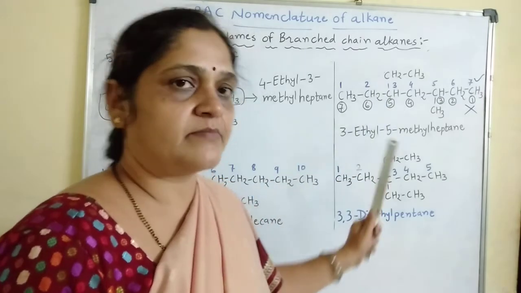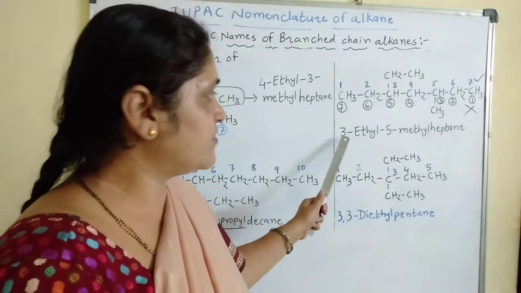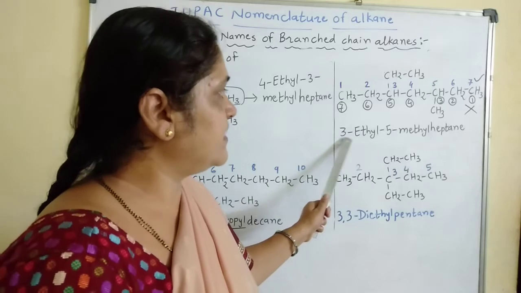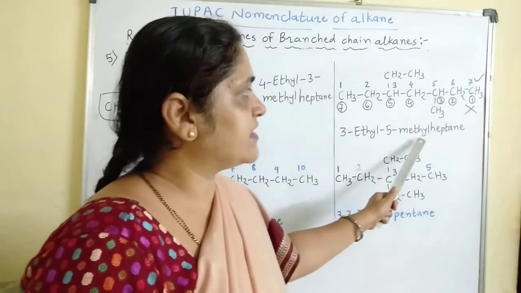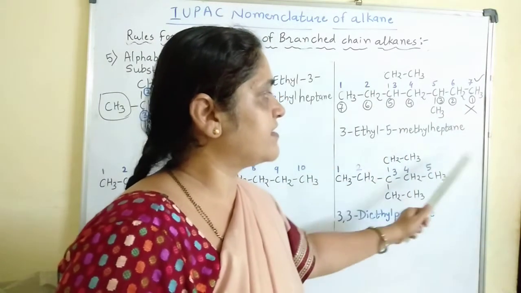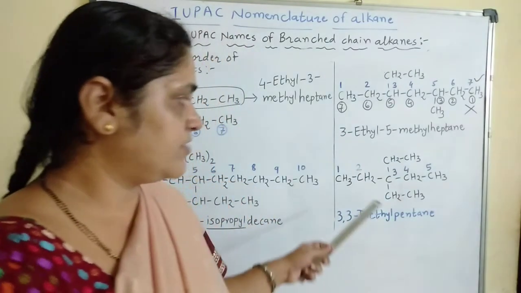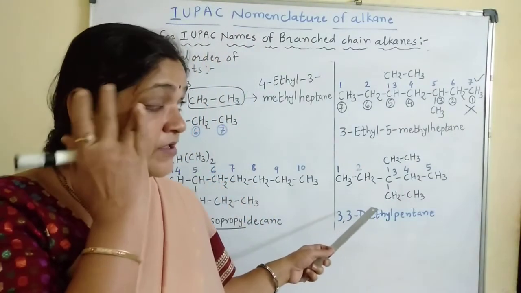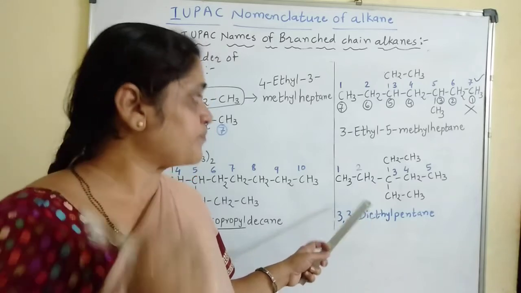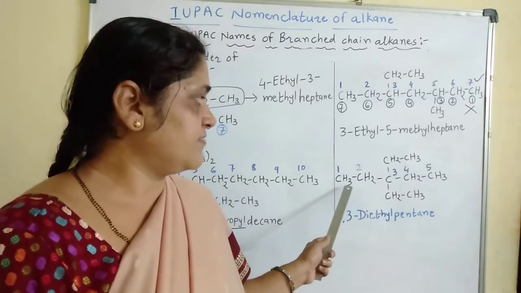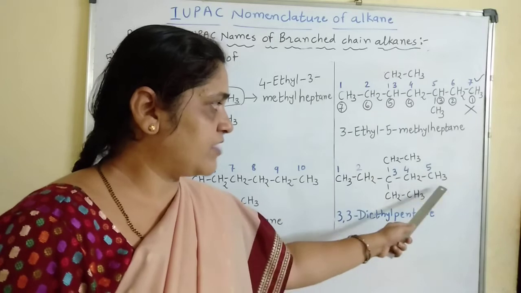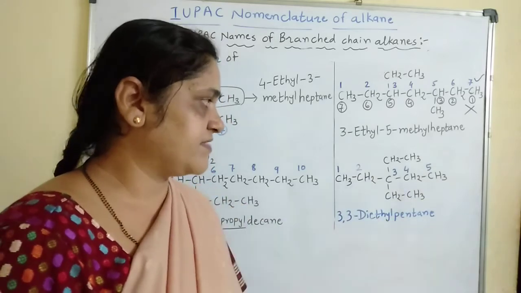In this way the numbering is done over here, and so the name of the compound is 3-ethyl 5-methyl, as the 7 carbon atoms are there, so heptane is the parent hydrocarbon. Now coming to this next compound, you can find over here the numbering is done from left hand side to right hand side, and total 5 carbon atoms are present.